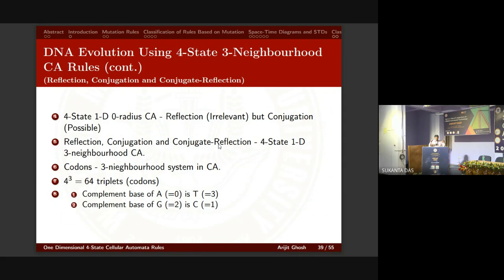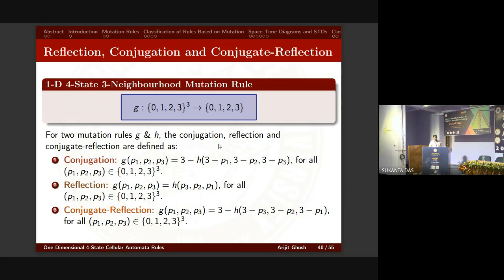In our naming convention, the complement base of A is T and the complement base of G is C. So now we define the one-dimensional four-state three-neighborhood mutation rule by the function G from {0,1,2,3}^3 to {0,1,2,3}. Now for two mutation rules, say G and H, the conjugation is defined like this: G(P1, P2, P3) equals 3 minus H(3 minus P1, 3 minus P2, 3 minus P3). The reflection rule is defined like this: G(P1, P2, P3) equals H(P3, P2, P1), that is reversed. The conjugate reflection rule is defined like this: G(P1, P2, P3) equals 3 minus H(3 minus P3, 3 minus P2, 3 minus P1), where P1, P2, P3 are the nucleotides.